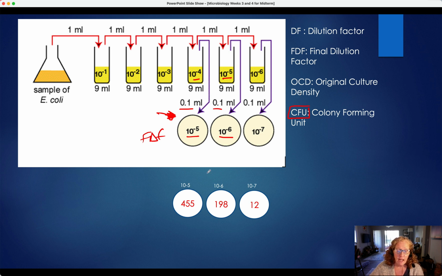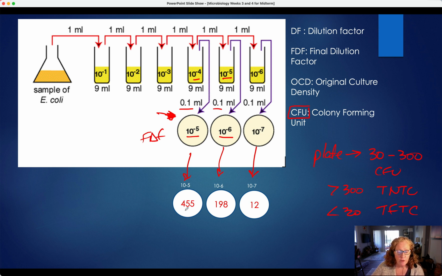Now, here I created some numbers for you just so we knew how these would work. In the dairy industry, when you're doing a serial dilution to check milk, the plate must contain between 30 and 300 CFU to be considered a usable or countable plate. If it's greater than 300, it's called a TNTC, or too numerous to count. And if it's less than 30, then it is too few to count.